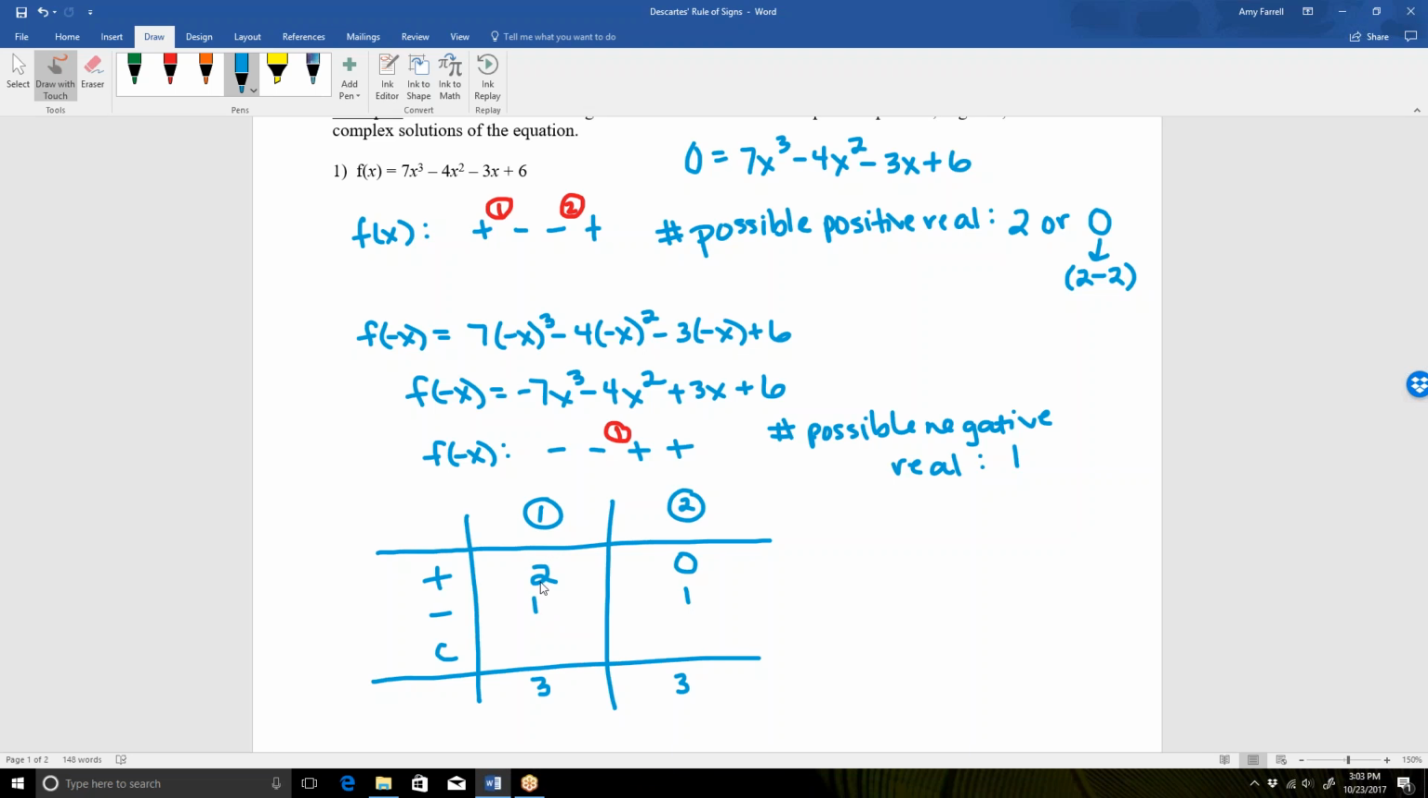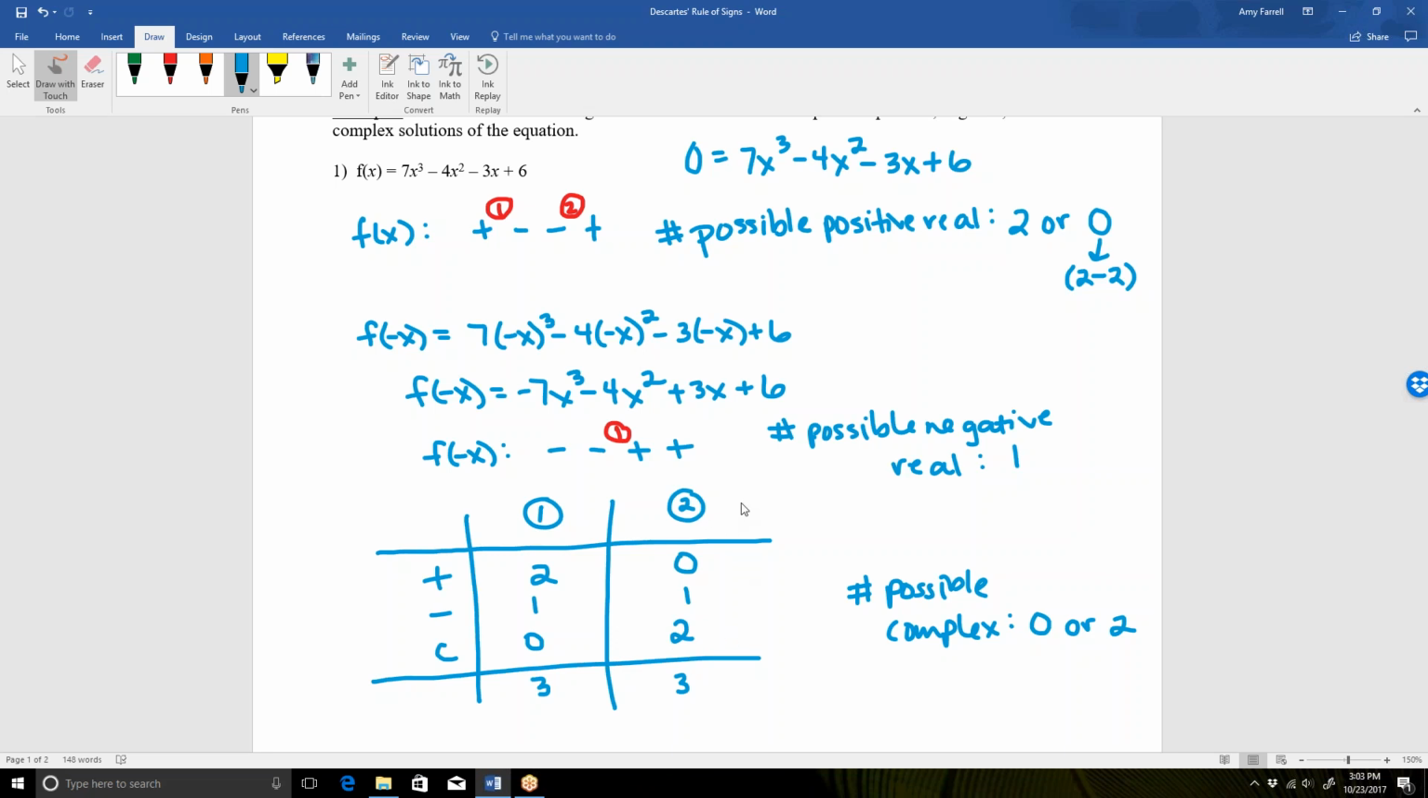So looking at scenario 1, 2 positive real, 1 negative real, that would mean there'd have to be no complex, because I need these numbers to add to 3. But if I don't have any positive and I have 1 negative, then there would have to be 2 complex. So for the number of possible complex solutions, we have a possibility of 0 or 2, depending on which of these scenarios it is.